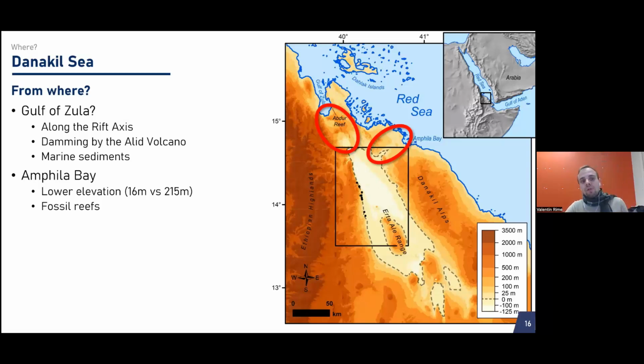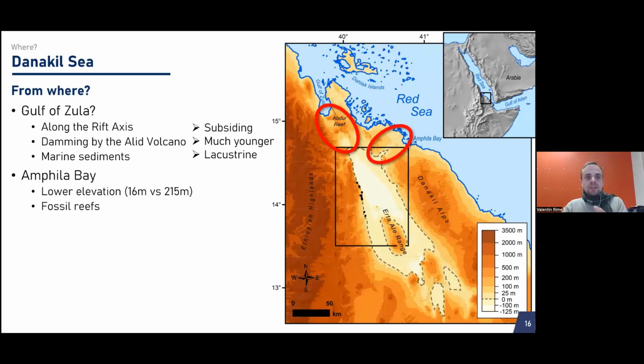There are also some problems with the explanation of the Gulf of Zula gateway, because first it's along the rift axis. So it's subsiding. So it should have been even higher in the past than now. It's not been shown that the Alid volcano is actually much younger than the last flooding of the depression, so that this cannot be the cause of the closing of this gateway. And probably the bivalves that they described as marine sediments were probably lacustrine, and this was not the gateway.